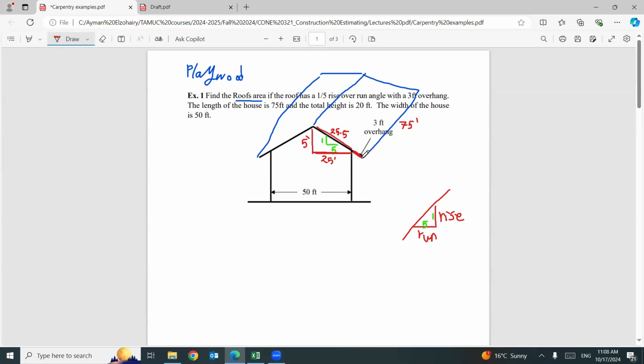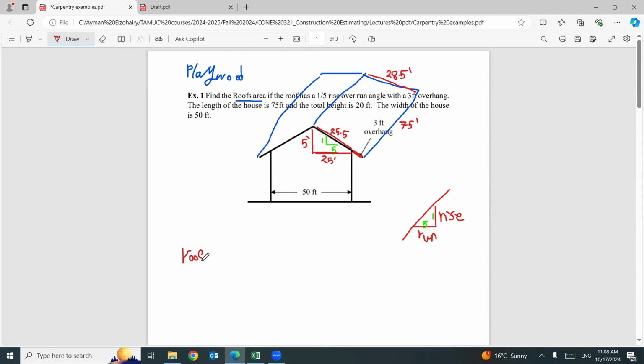Sometimes the 3 feet is the horizontal distance, sometimes it's the sloped distance. It's not a big deal. We can work as if the length of this overhang equals 3 feet. So the total length of this side will equal 25.5 plus 3, which will be 28.5 feet. So now I can figure out the area of this side of the roof.